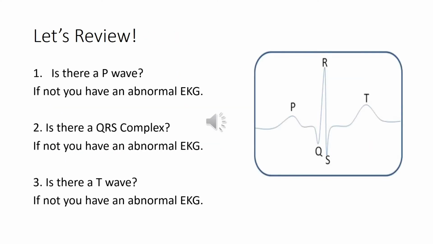Let's review. Is there a P wave? Yes, there's a P wave. Now, what comes after the P wave but a QRS complex? Should all be going upwards, facing, going towards the ceiling? And yes, there's a QRS complex. Is there a T wave? Yes, there is a T wave. So in the review, we have identified a normal EKG tracing with a P, QRS complex, and a T wave.